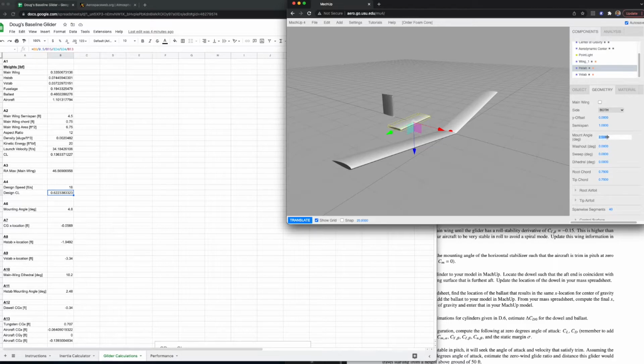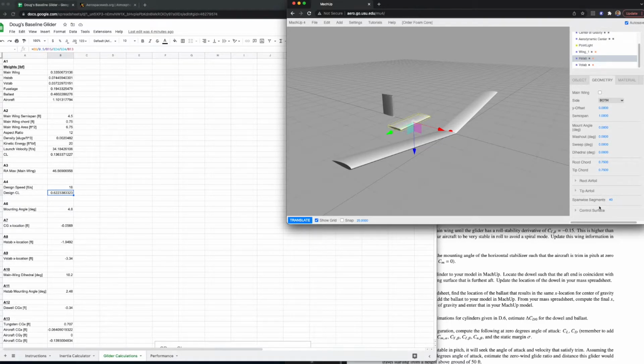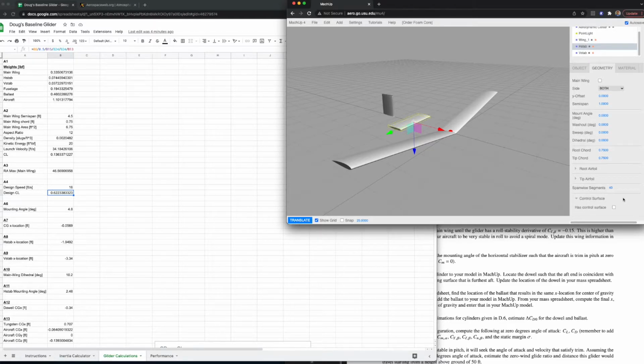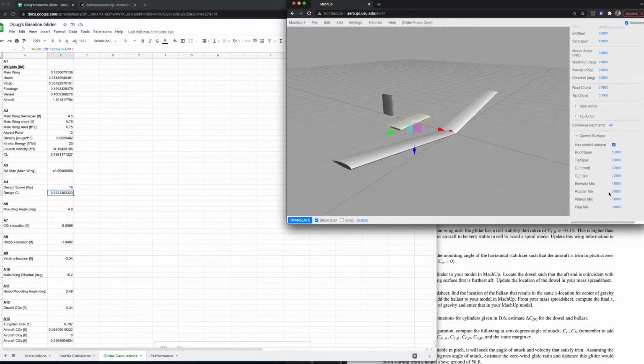So I'm going to go back to a mounting angle of 0 for the horizontal stabilizer, and I'm going to give it a control surface. Now, we aren't allowed to have control surfaces on this free flight glider in the final design. I'm just going to use a control surface to solve for the mounting angle here. So I'm going to say this has a control surface.